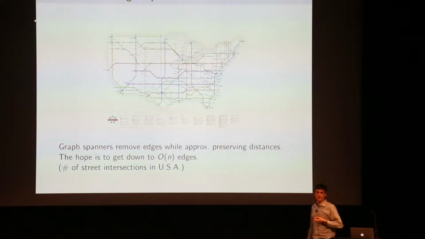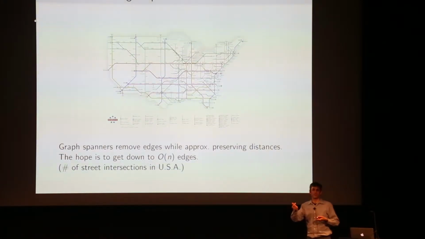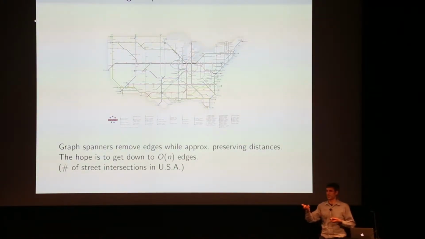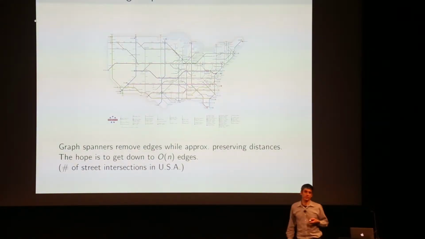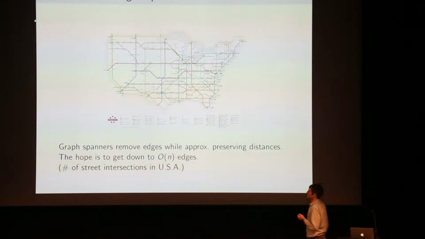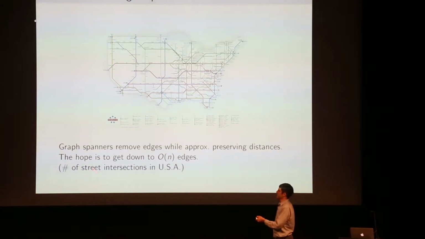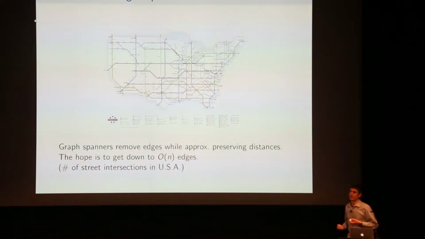Sublinear obviously makes no sense for this problem, because then you would have isolated vertices, and the distance from such a vertex to any other in the spanner would be infinite. So you don't hope for going below order n. This type of representation could compress your graph of the road network down to maybe the number of street intersections in the USA, but not further.